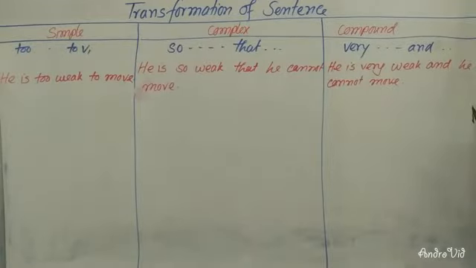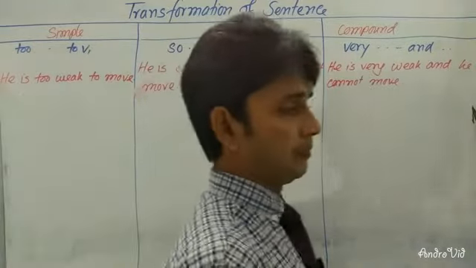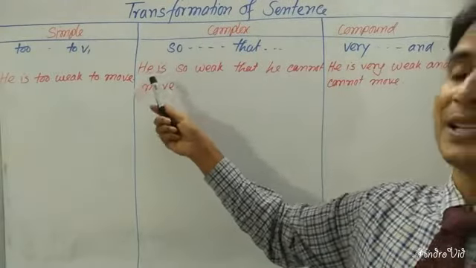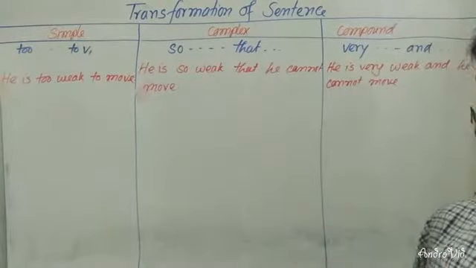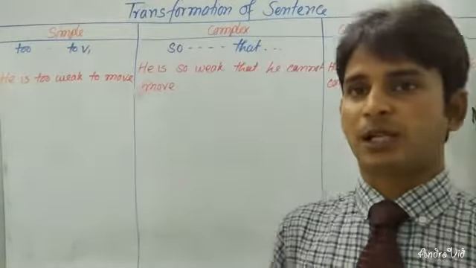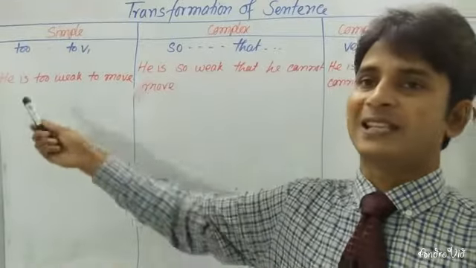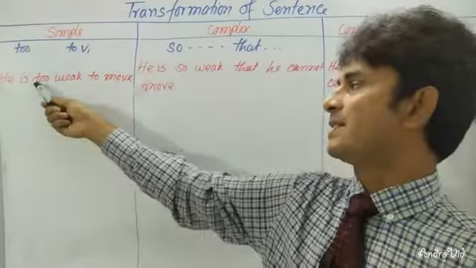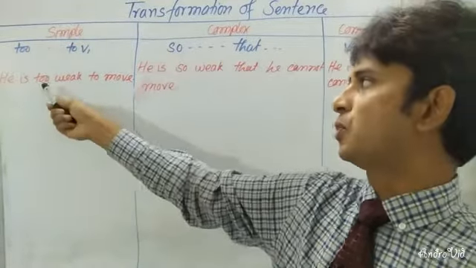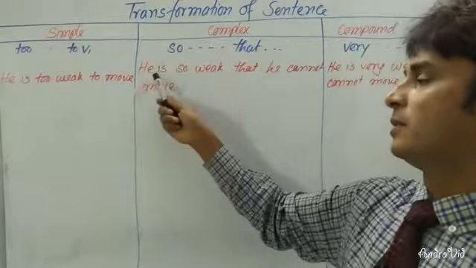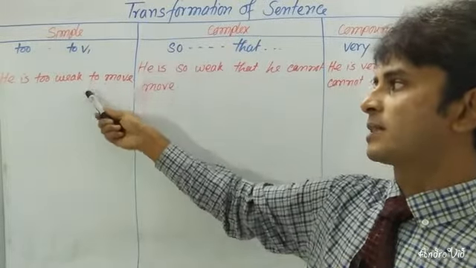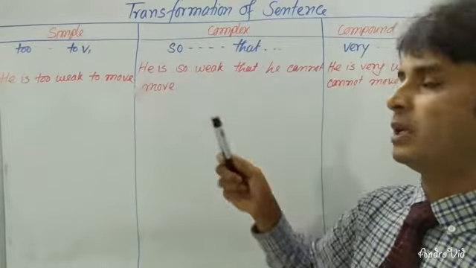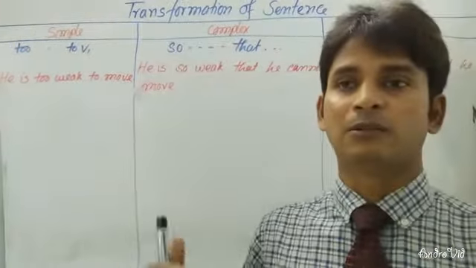Dear learners, I have given here an example. In the complex sentence: he is so weak that he cannot move. In the simple sentence: he is too weak to move. So at first you will have to use "he is", then instead of "so" you will have to use "too". As the two subjects are the same, you will have to omit a subject, and then you will have to use "to" and the present form of the verb. Then if you have extensions, you can write your extensions.